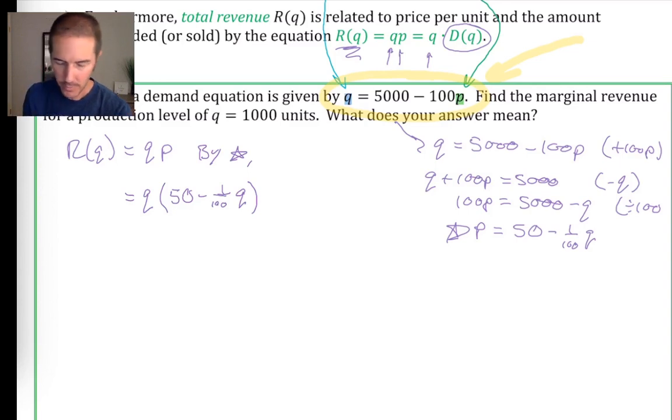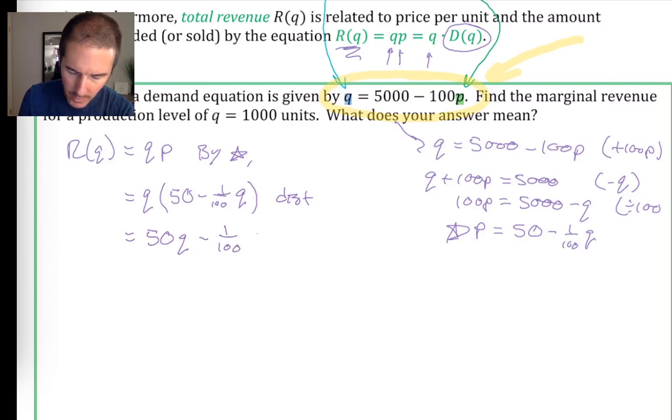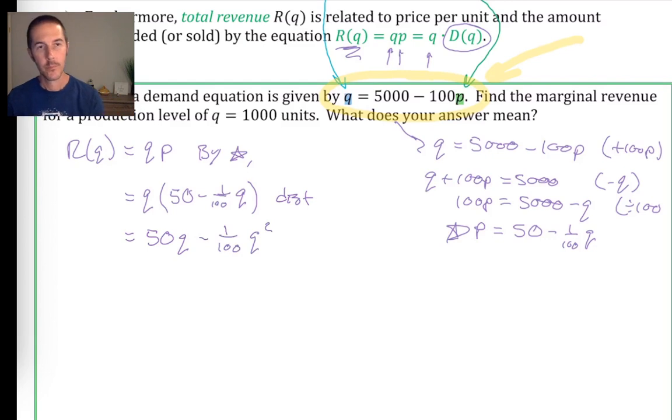And then if we distribute our multiplication, this equals 50Q minus 1 over 100 times Q squared. This might be a problem that you're going to have to watch again. And I would say that one of the trickiest parts about this was that it's almost like they tried to trip us up by giving us a demand equation that was solved for Q instead of solved for P.